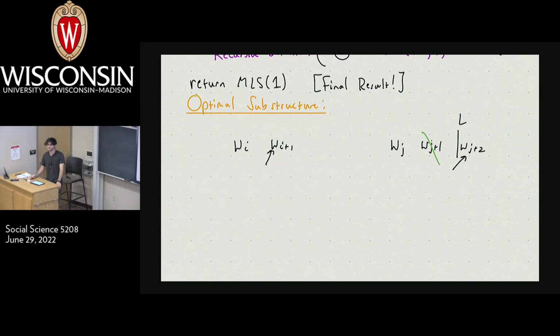Are we taking the longest word possible that starts with... No, that's a greedy algorithm. We're not doing that. We're trying all possibilities. Brute force. What's the last thing that goes on this line? I don't know. Try them all. So we just try each one individually and see what happens.